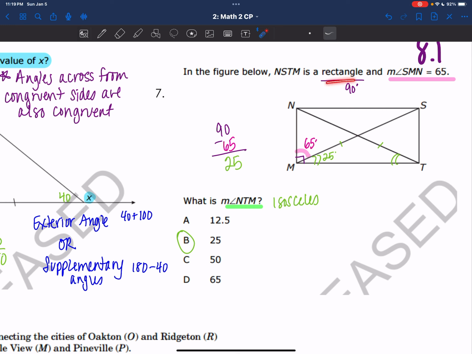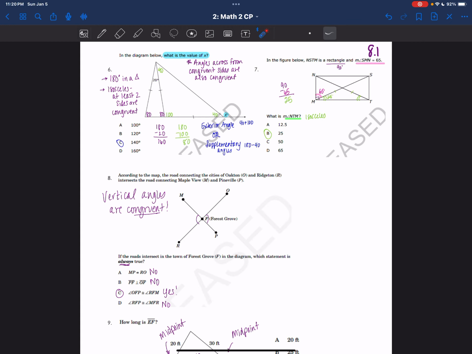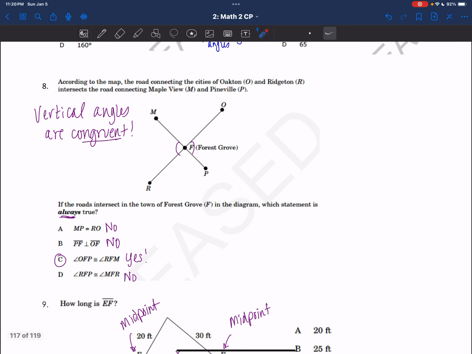Now, since this is a rectangle, we also know this length is congruent to that length. So that means you have an isosceles triangle. So if this is 25 degrees, this is also going to be 25 degrees. Don't forget, vertical angles are congruent, so then you're just going to read through. And then just make sure MP and RO, well, that doesn't always mean they're always true, so that's what you're looking for. This means perpendicular.